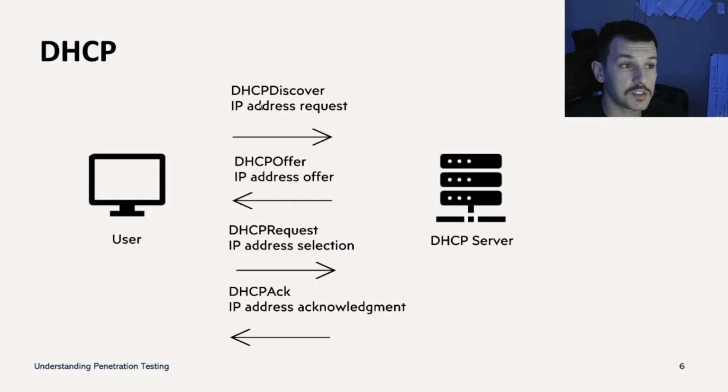A DHCP discover packet is sent to the DHCP server requesting an IP address for the new user that just joined the network. The DHCP server will then respond with a DHCP offer, offering an IP address. And then that user will then respond with a DHCP request to accept the IP address. And then the DHCP server will reply back with a DHCP ACK to acknowledge the IP address was assigned to the user.